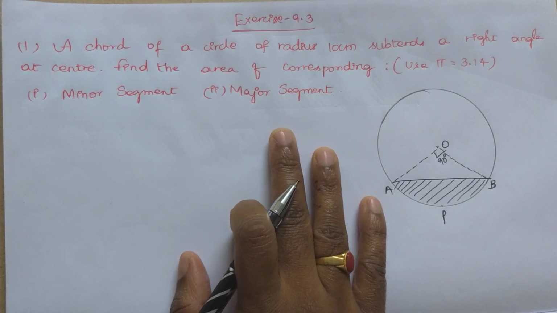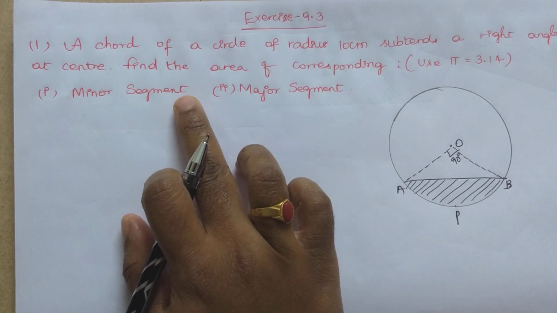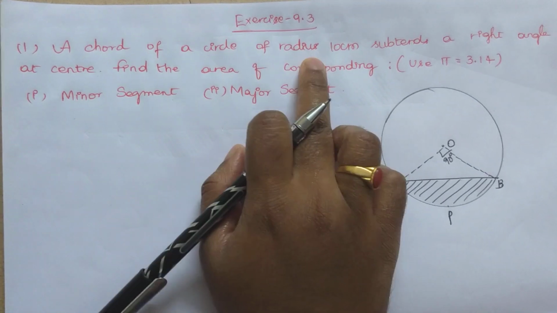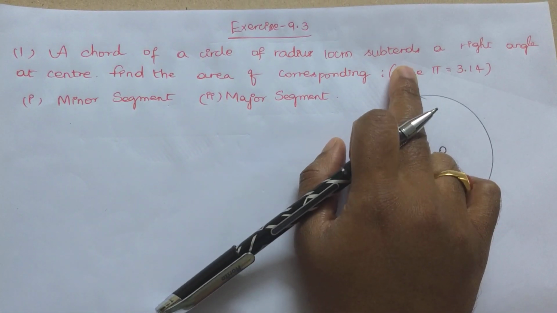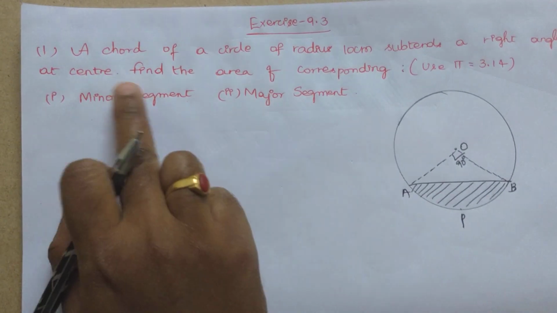Hello friends, let's enter exercise 9.3. Question number 1. A chord of a circle of radius 10 centimeters subtends a right angle at the center.